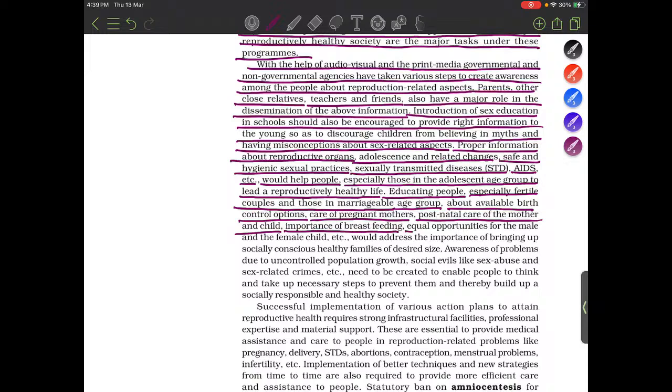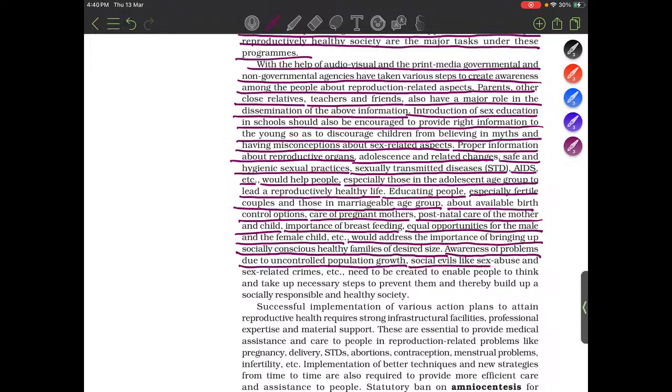of breastfeeding, equal opportunity for the male and female child, would address the importance of bringing up socially conscious, healthy families of desired size. Awareness of problems due to uncontrolled population growth, and social evils like sex abuse and sex related crimes, etc., need to be created to enable people to think and take up necessary steps to prevent them and thereby build up a socially responsible and healthy society.